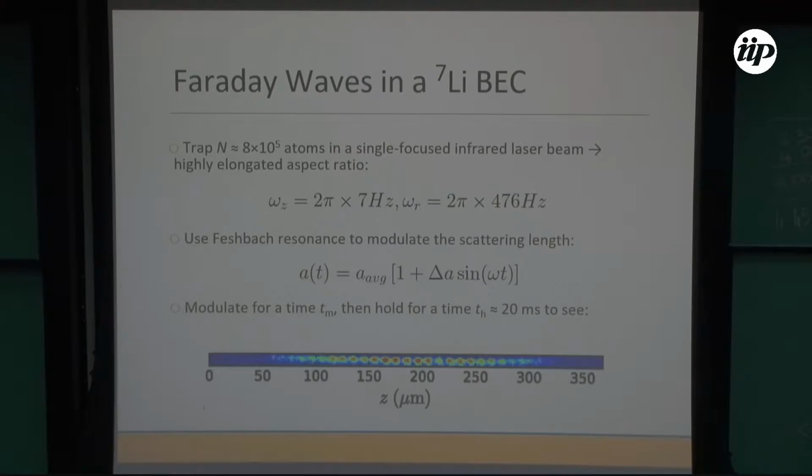So basically, we set up the system, we make the condensate, we modulate for a short time, typically like 5 milliseconds, with a small amplitude, and hold for a little while so the extra excitations damp out, so we see only what is really standing in the system. So we see these nice patterns here, which stretch all the way along the condensate. And they last for a little while, so it's good for studying because you can really see the dynamics and see how it goes on.